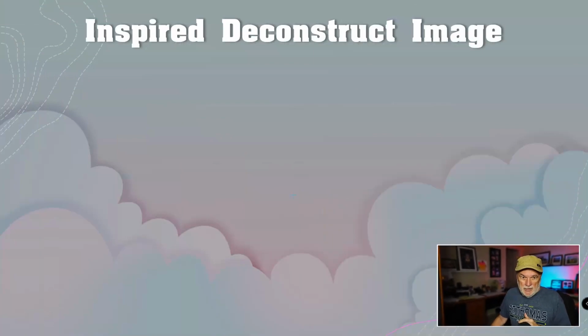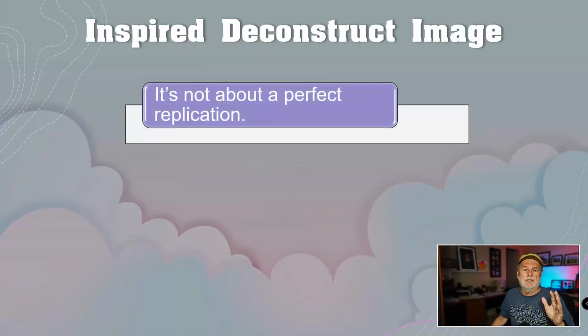Now, it doesn't have to be perfect, so let's talk about this for a moment. Basically, three broad areas we're going to talk about. Number one is, when you're taking an image and you're going to deconstruct it, because you were inspired by it, and you're going to try to replicate it, it doesn't have to be a perfect replication. It's just forcing you to analyze something and try to do something close to it.